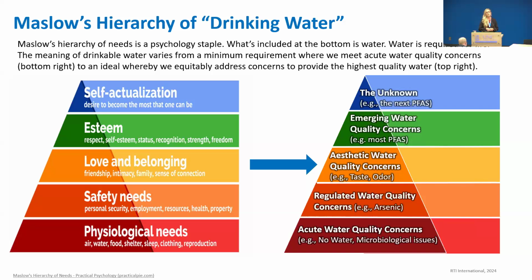Then next, the emerging water quality concerns. How do we address things like PFAS? And then finally, what about the unknown? What about the next PFAS? How do we make sure that we're ahead of the curve and proactive so that we have drinking water that's good for the future, for our children?